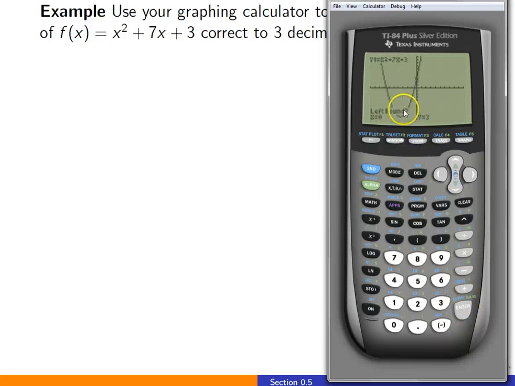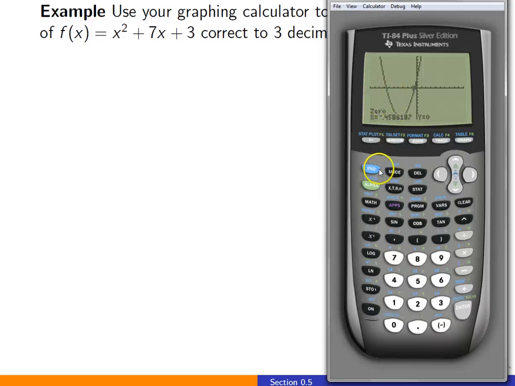It's going to first ask for a left bound. So we scroll over until we are to the left of our 0, hit enter. Now it wants a right bound. So we scroll over to the right, hit enter, and now it's asking for a guess. We hit enter again, and it tells us the 0 of our function. So correct to 3 decimal places, minus 0.458. If I was to round it because of that 6 next, I would make it minus 0.459.